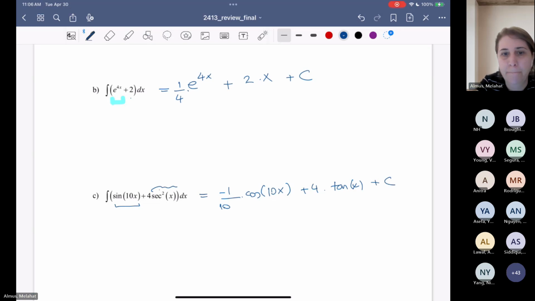Integral of secant squared is tangent. Done. Okay. Integral of secant squared is tangent. Why? Because derivative of tangent is secant squared. Integral is antiderivative.